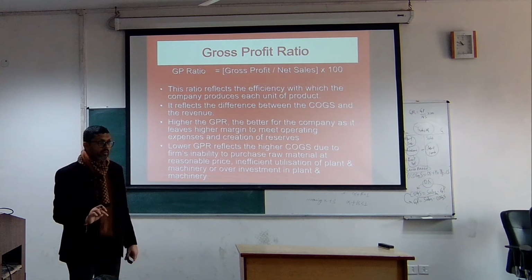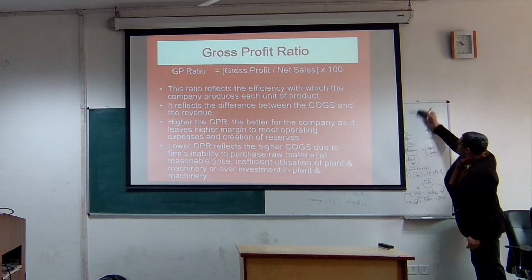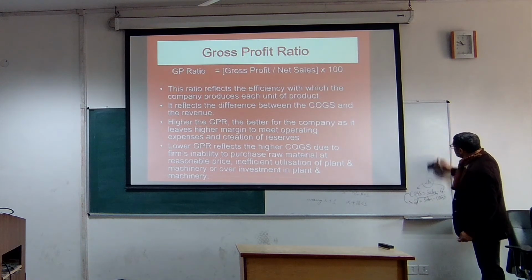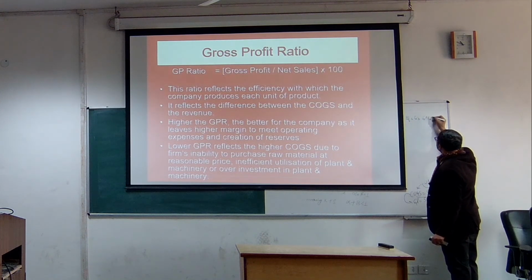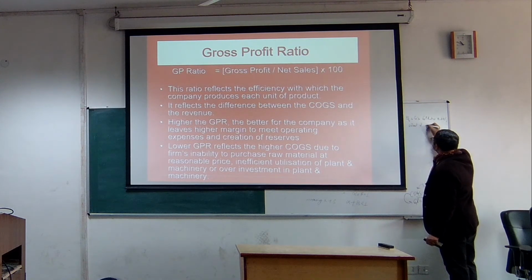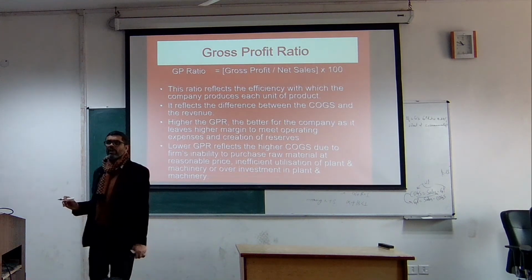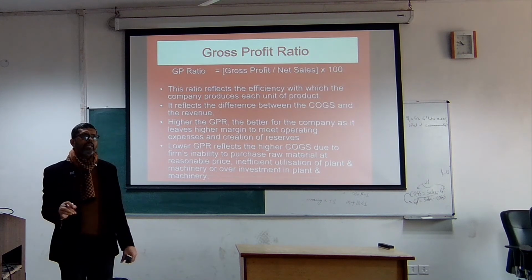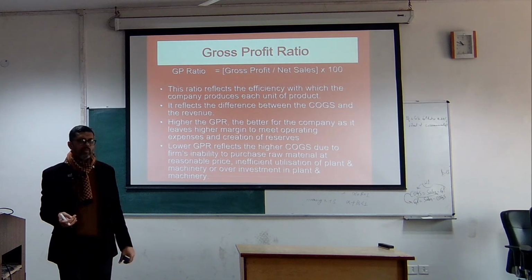Clear? Understood? Okay. Now before we move further in this ratio, let us understand, for example, if a company's gross profit ratio is 20%, what does it communicate to you? What does it communicate? If a company's gross profit ratio is 20%, what does it communicate to you? Right. इसके अलावा anything else apart from this?